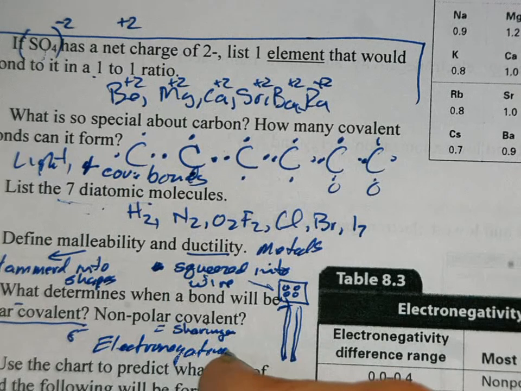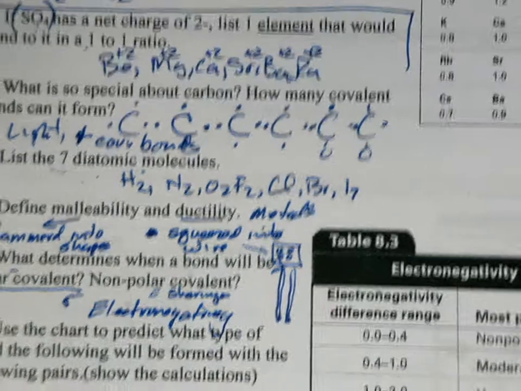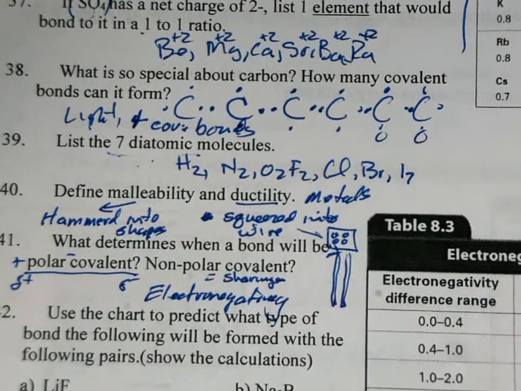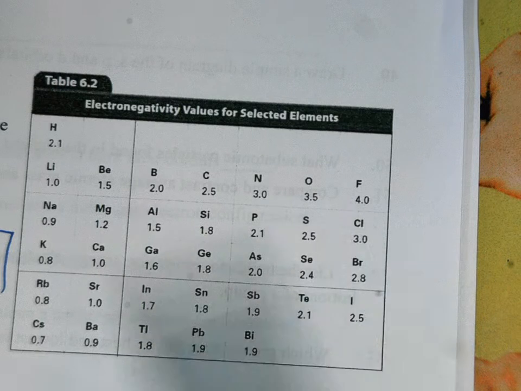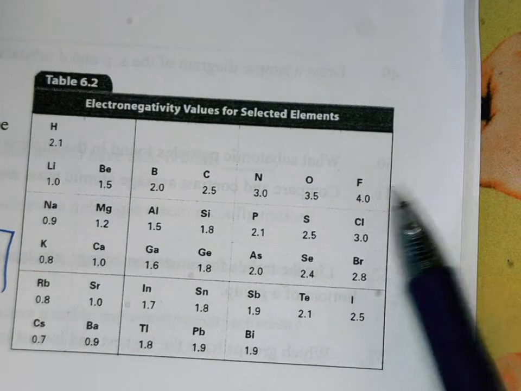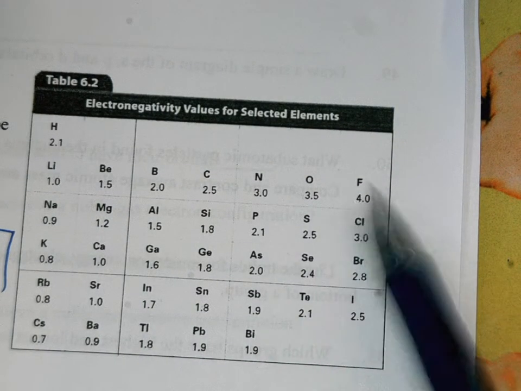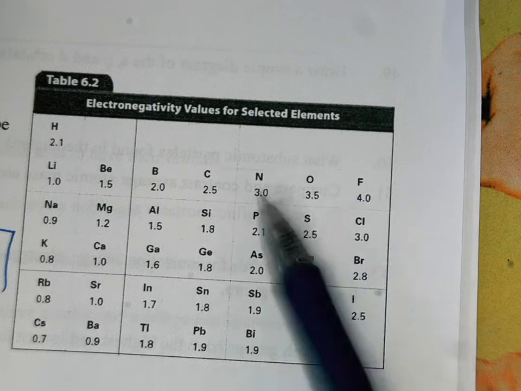Electronegativity is the attractiveness of an element to attract an electron. The closer an element is to fluorine on the chart, which you'll have on the test, the more electronegative it is. If you have fluorine in a compound, it's going to tend to be a polar molecule because it's going to hog the electrons.